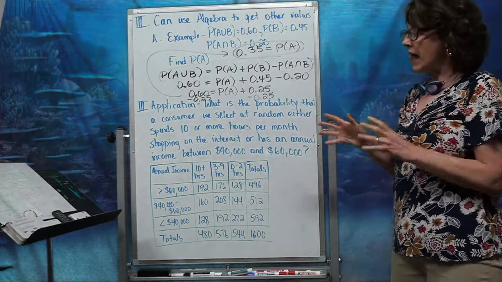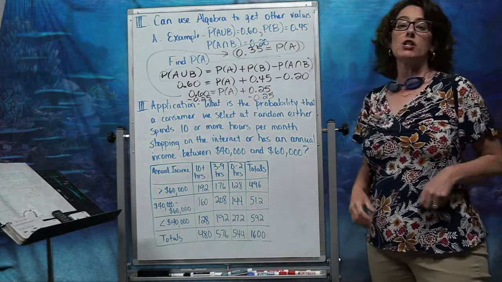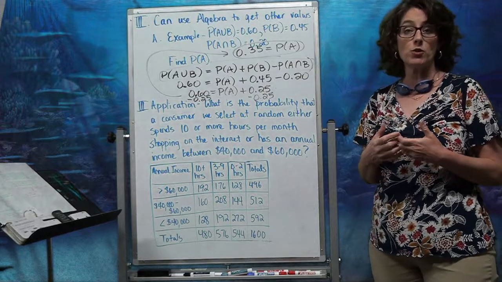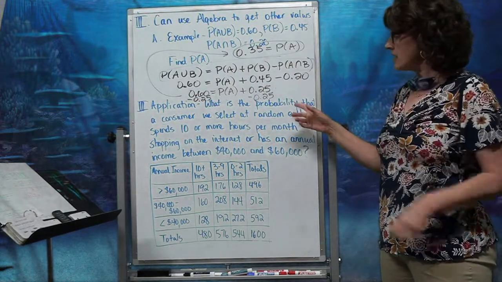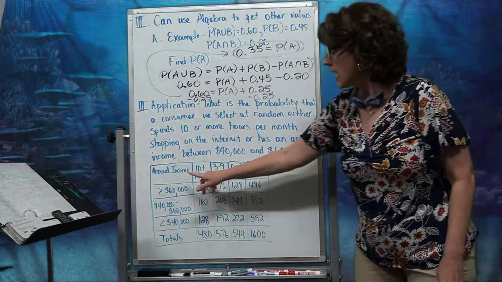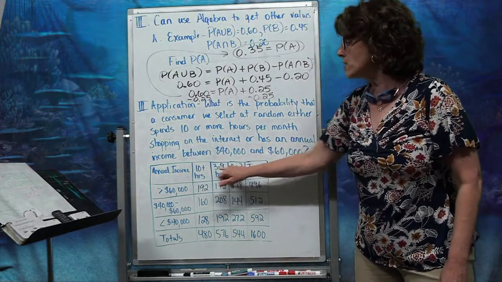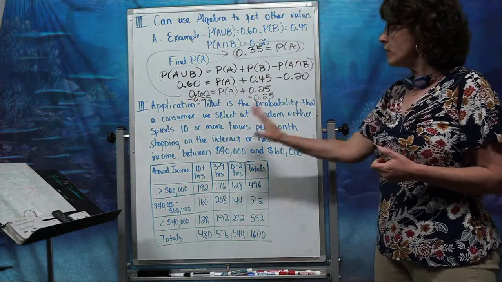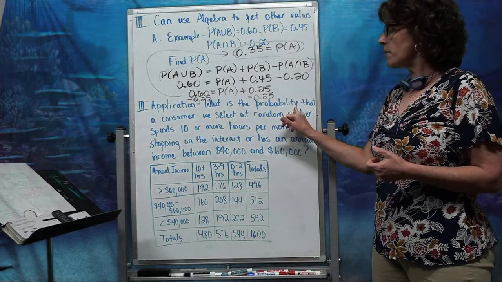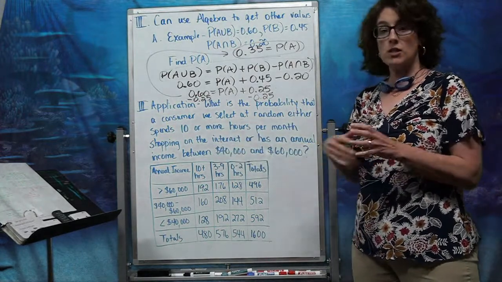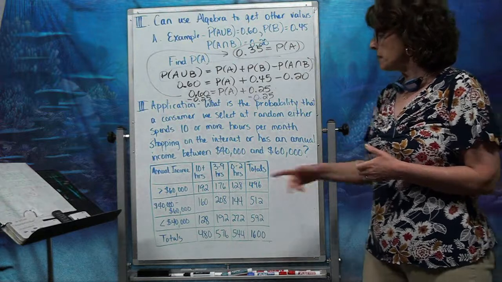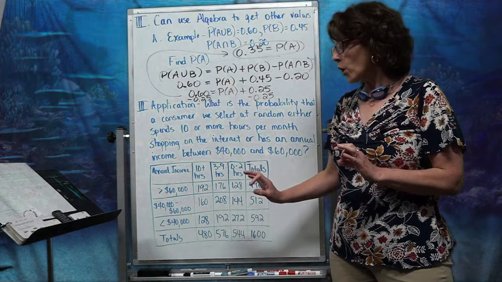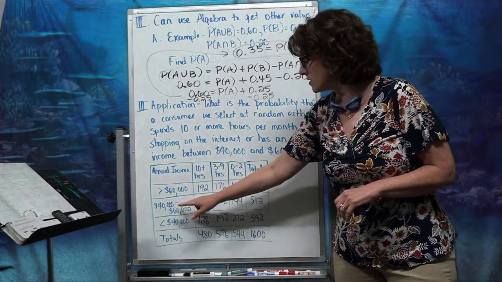So let's take one last example here, and this is an application of being able to use that idea of the overlap and taking that overlap out whenever you want to do the union of an event. So this says that we're looking at this chart here that compares annual income to the amount of time that a consumer spends shopping on the internet. And it says, if we use this chart, we want to know what's the probability that the consumer that we selected randomly either spends 10 or more hours per month shopping on the internet, or has an annual income that's between $40,000 and $60,000.